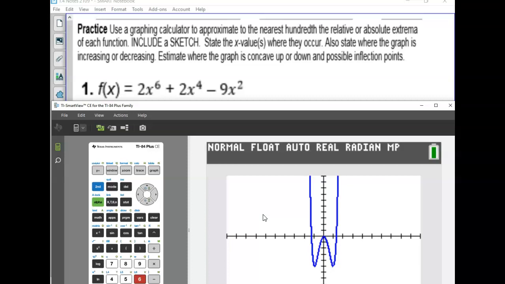I could go out further. Does anybody know anything about a degree 6 equation? It could have up to 6 zeros or 5 turns. I don't think this one does because you can take out an x squared, okay? But a positive leading coefficient with an even degree means both ends should be going up. So we are seeing both ends going up.